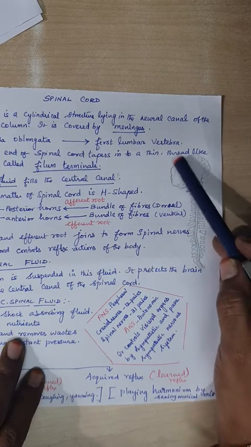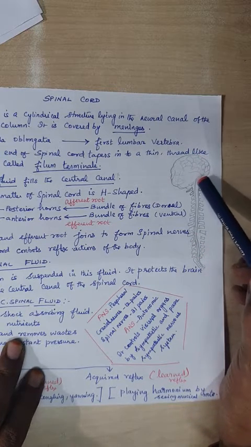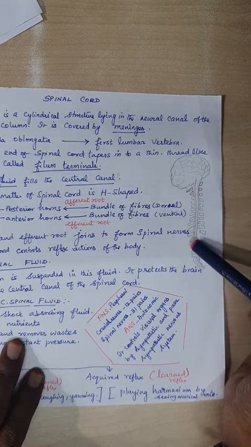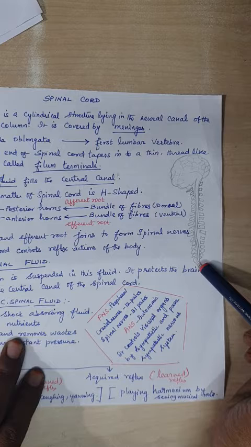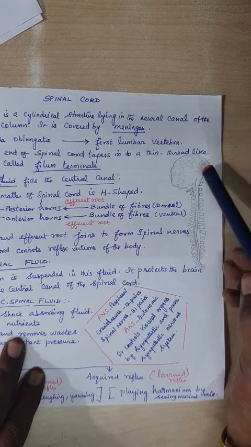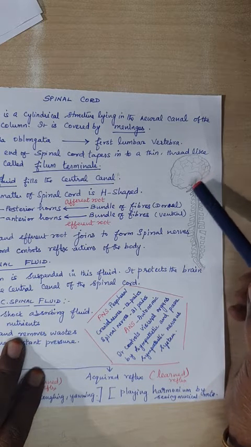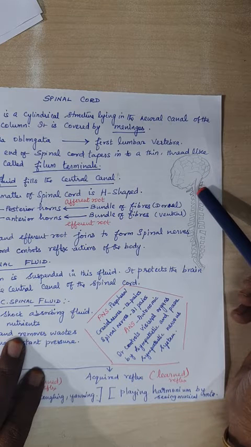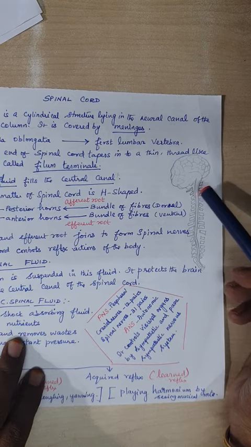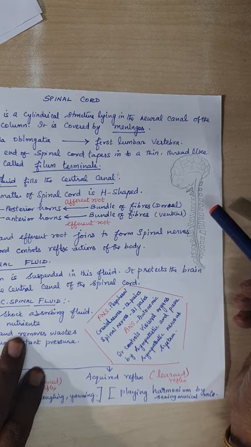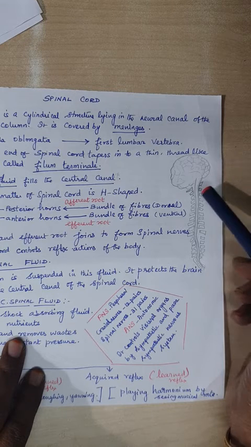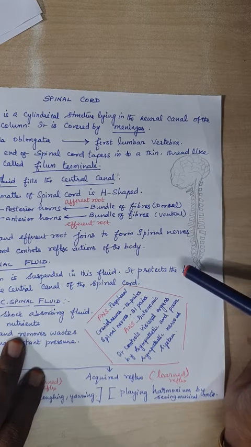And the brain is covered by meninges. The same meninges is continued with the vertebral column, that is, the spinal cord. Okay, the meninges we have already seen. It is made up of three layers: outer, dura mater; middle, arachnoid membrane; inner, pia mater. All these three are continued in the spinal cord also.